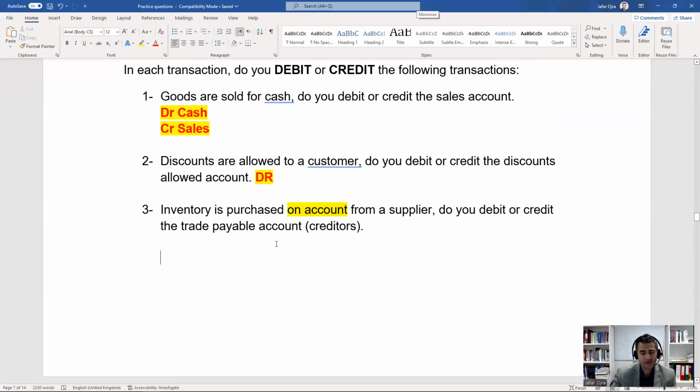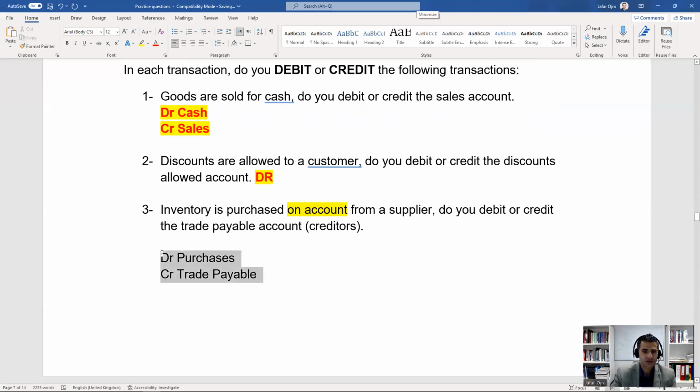Why do you need a trade payable? Because the business hasn't paid the supplier yet. So for this T account, the debit is purchases, because the business bought something. And the credit is a trade payable. So do you debit or credit trade payable? Of course you credit it.